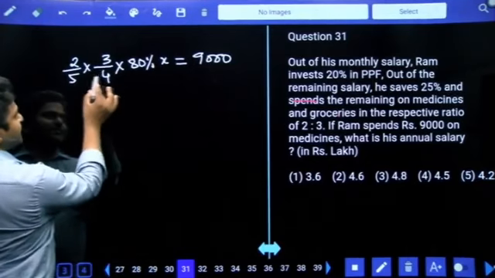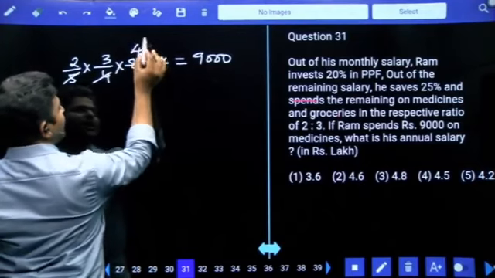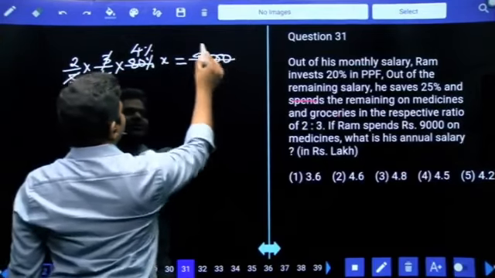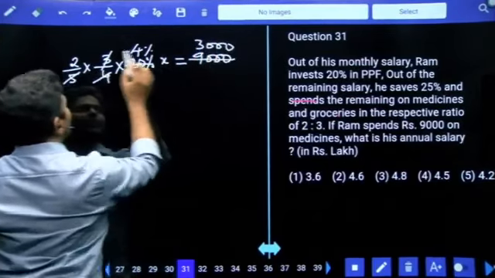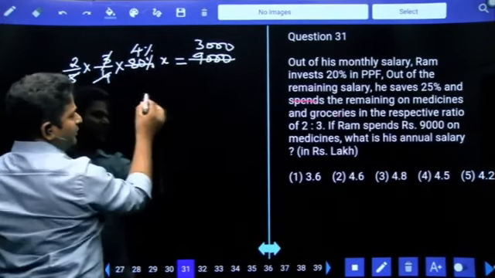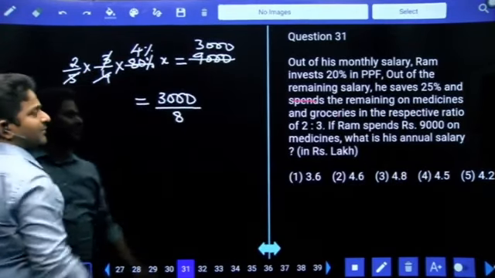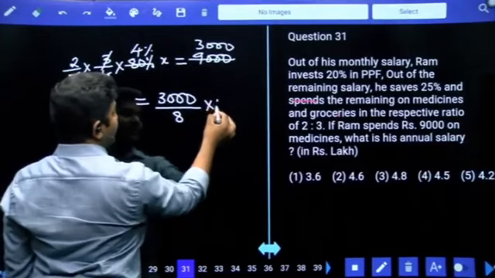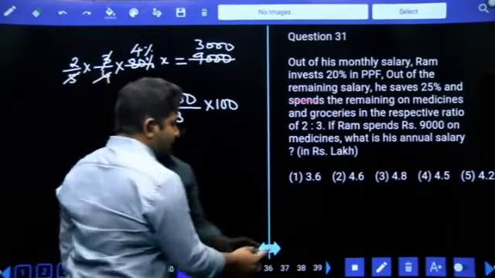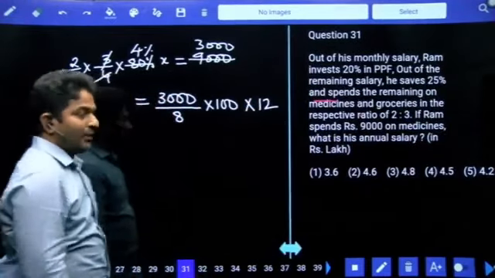First of all, let's see this. 5 into 4, 20. 20 4 times here. 3, 3,000 times here. 2 into 4, 8%. If 8% of x is equal to 3,000, 1% is equal to 3,000 divided by 8. 100% will give you the monthly salary, but you are asked to calculate yearly salary, so multiply by 12.